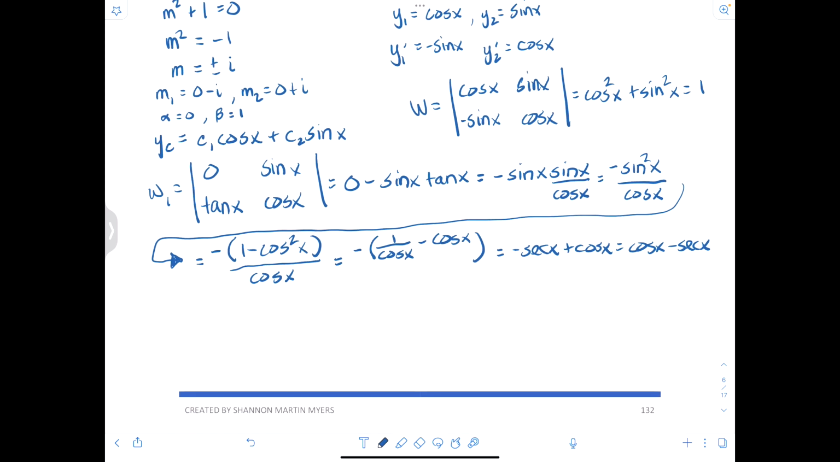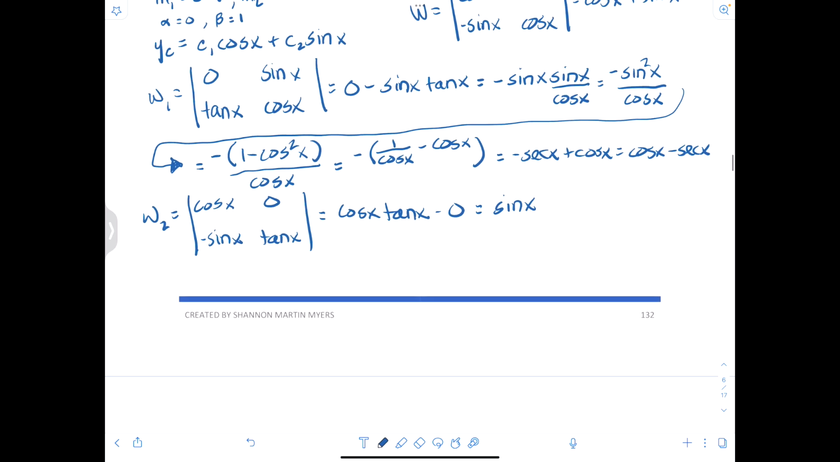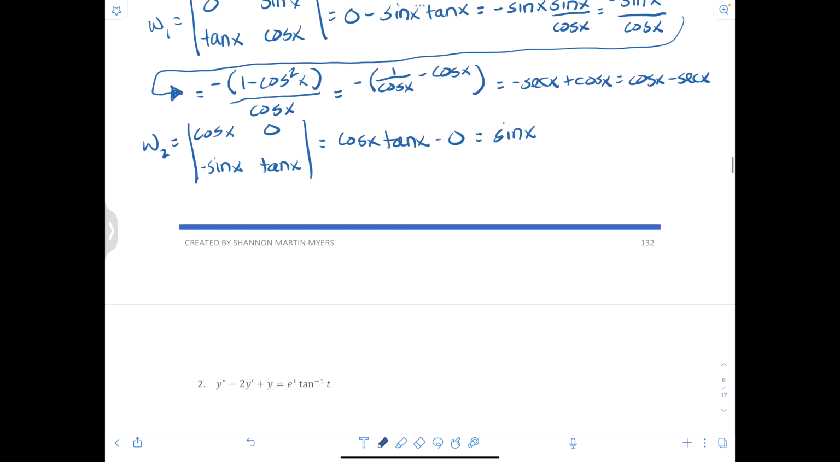Cool, cool? And then our second Wronskian, I don't think is as bad. We'll have cosine x, negative sine x for the first column, 0 and f of x, which is tan x, for our second one. And then that'll be cosine x times tangent x minus 0, which will simplify because tangent x is sine over cosine. So this is just going to be sine x. Good so far?